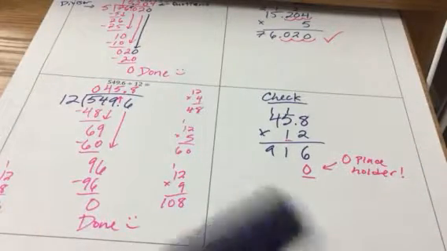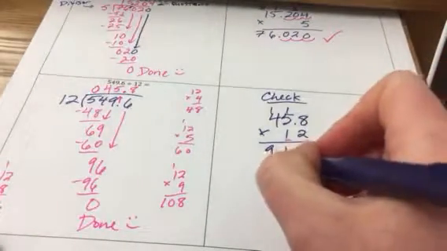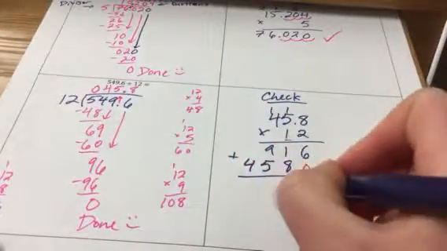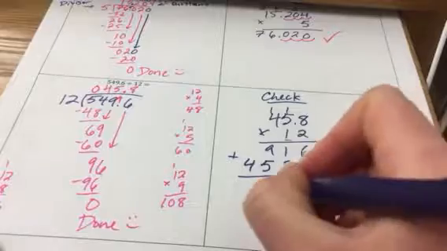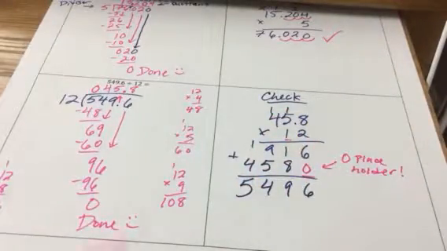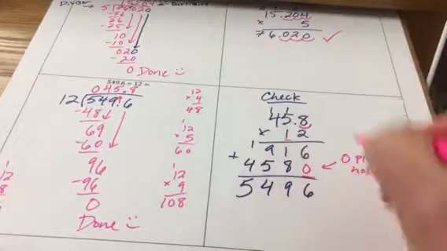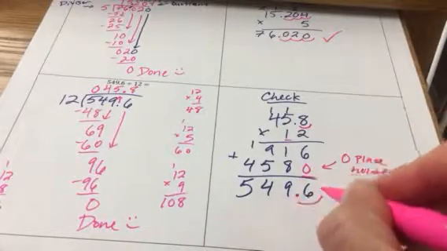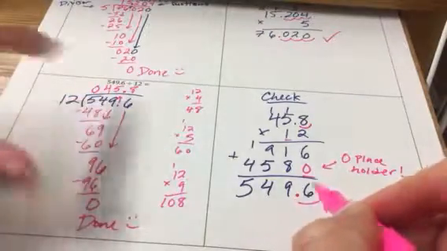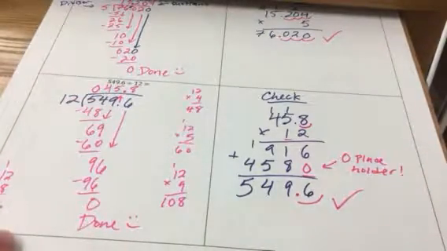Our 2-digit multiplication does not change. We still need that 0 placeholder. 8, 5, 4. I add these together. 6, 9. Okay, last step is to see how many decimal places I have. I have 1 decimal place, 1 decimal place, 549 and 6/10, 549 and 6/10. I'm back to where I started, which means I did it correctly.